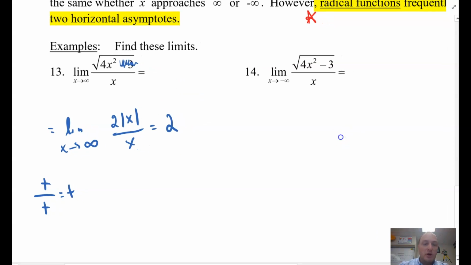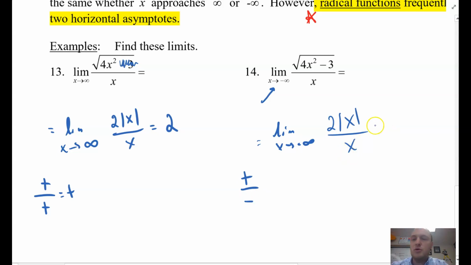Now when I look at the other end behavior, as x approaches negative infinity, again, this is going to be similar to the limit as x approaches negative infinity of 2 times the absolute value of x over x. When I plug in negative infinity into my numerator, we get a positive value. When I plug in negative infinity into the denominator, we get a negative. So this is going to approach -2.